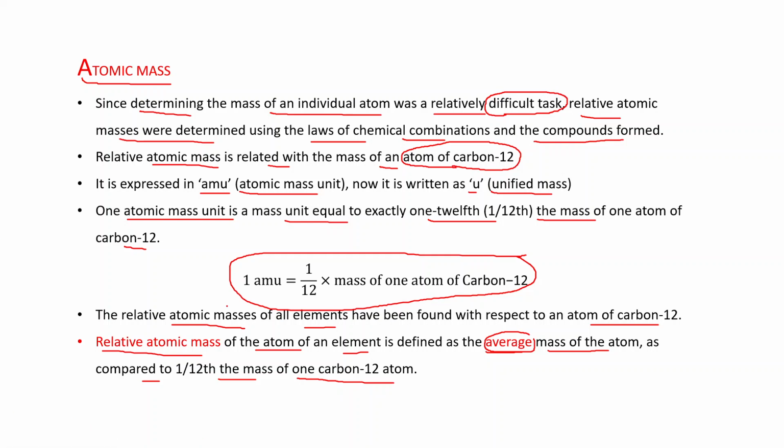Is it clear? Whatever mass we determine for an atom of an element is relative. Why is this relative? Because it is related to the mass of an atom of carbon-12, and it is an average, actually the average of the mass of all the isotopes of that element.